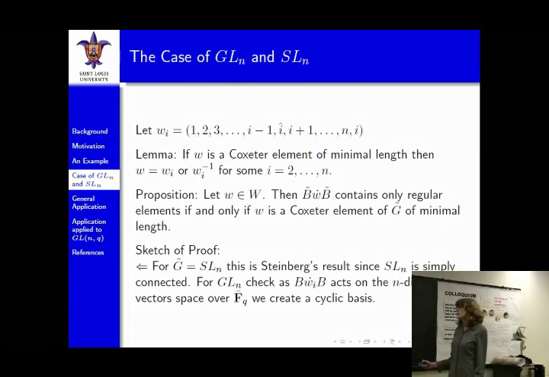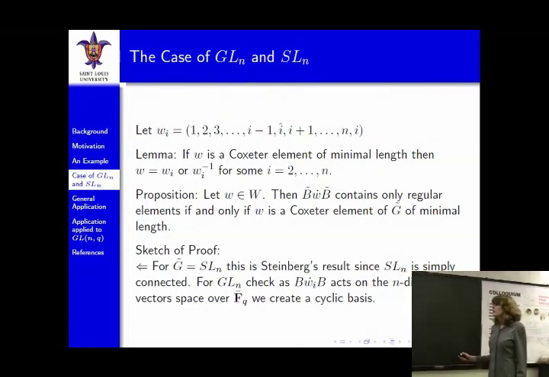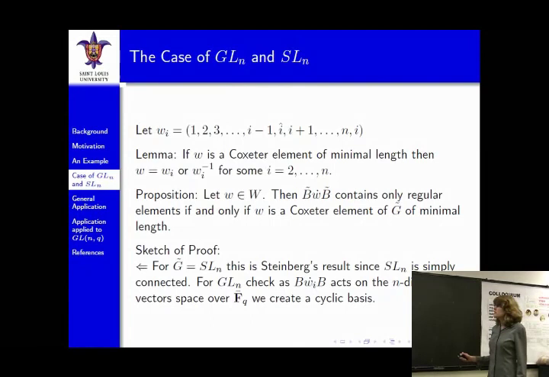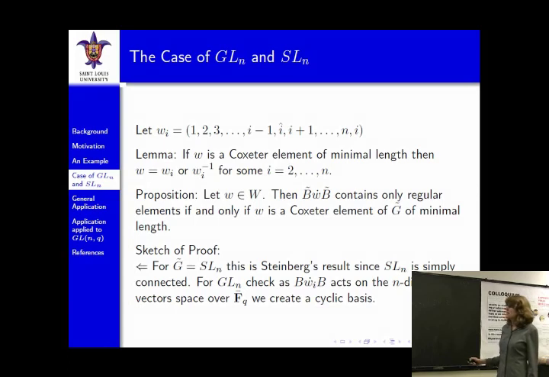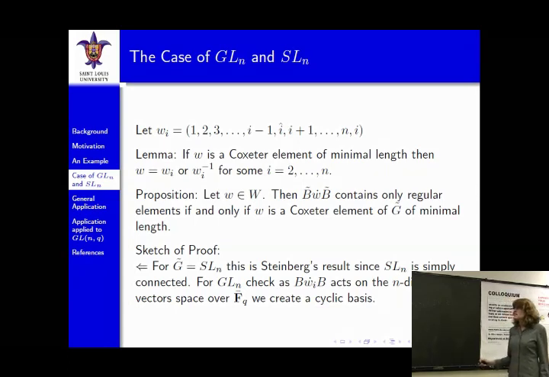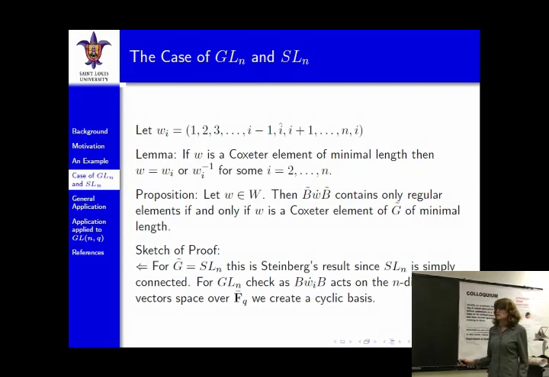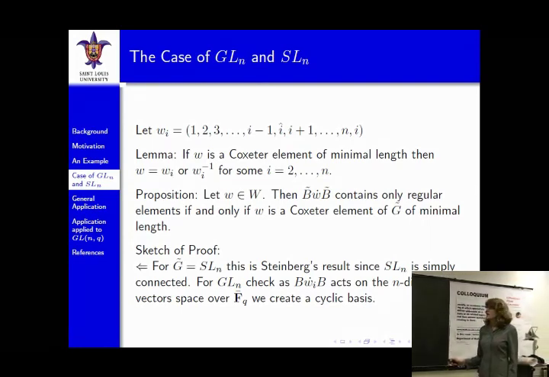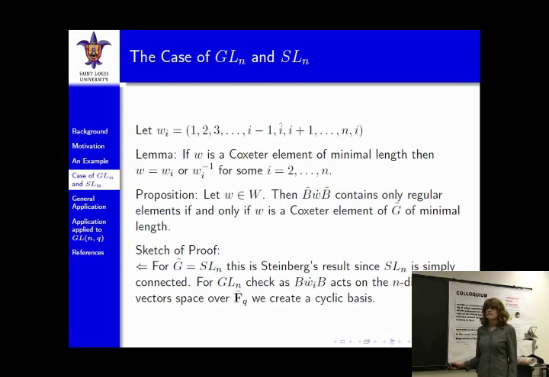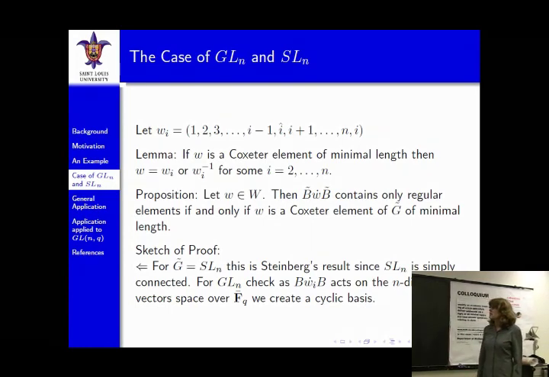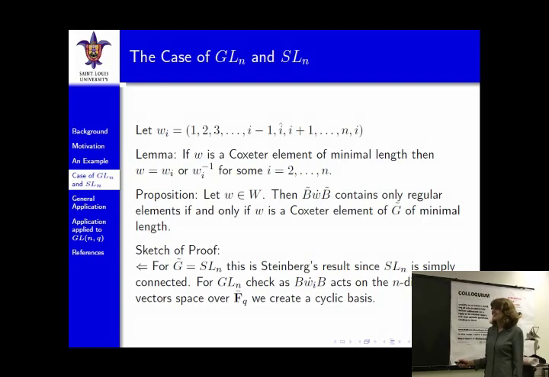Okay, so now here's Steinberg's theorem for these 2 groups, extended to include GLN, and I've got the converse here. What I'm saying is, if you take a Weyl group element, then this Bruhat cell contains only regular elements if and only if W is the Coxeter element of minimal length. So we've got the converse going, and we have it true for both GLN. So we have to do one proof. Every talk has to have one proof, right? I hear that all the time when I go to a talk. Here it is. Sorry, this is a sketch.